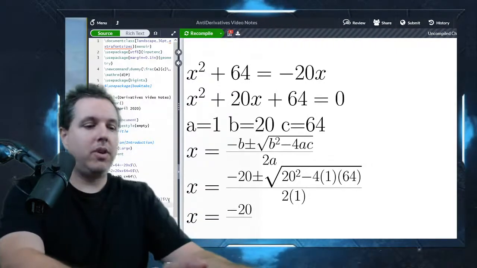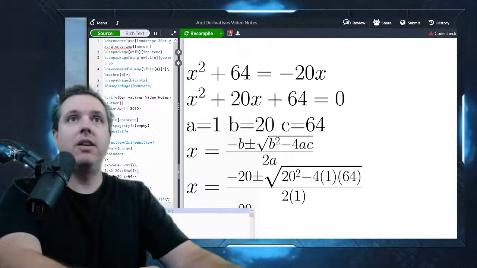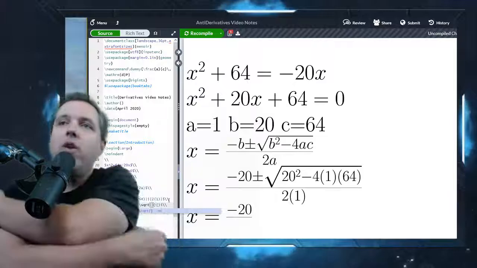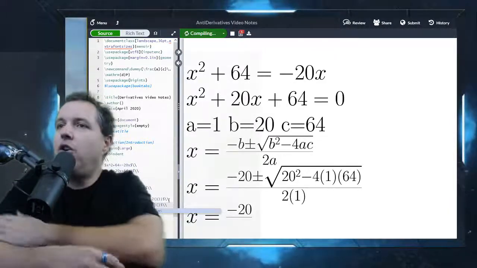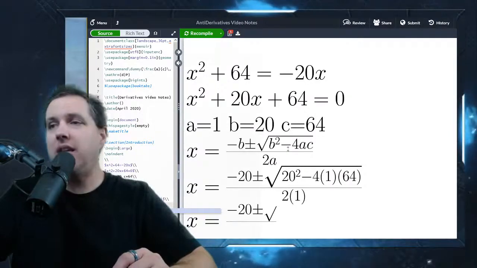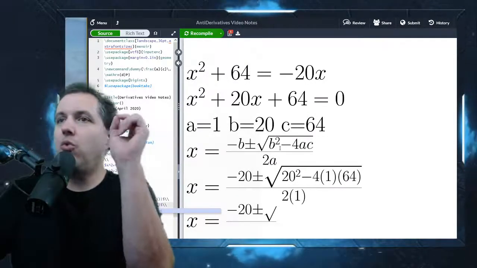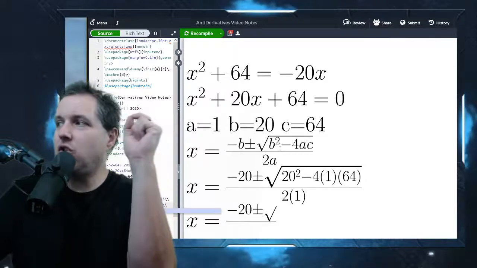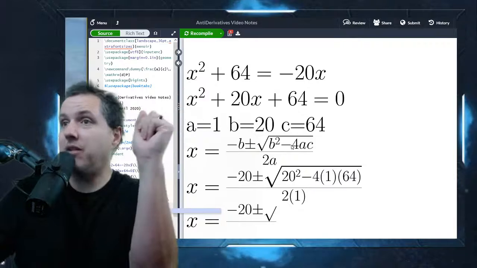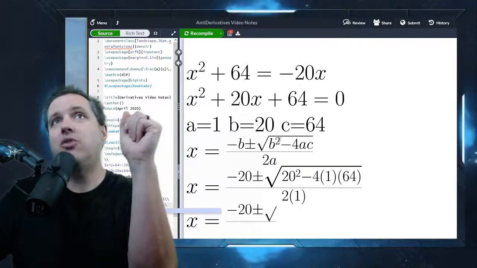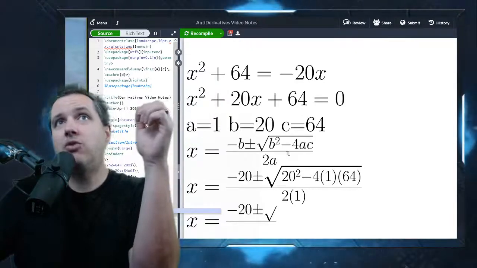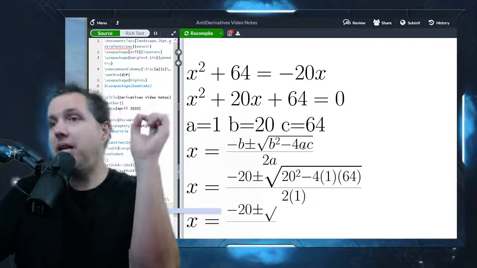Okay, so now we have to deal with the square root part. The thing inside the square root, you have a couple homework problems on this, is called the discriminant. The b squared minus 4ac part is called the discriminant because it's going to determine what types of solutions we get. If the thing inside the square root is negative, we're going to get some complex numbers, right? If the thing inside the square root is positive, we're going to get real number solutions. If the thing inside the square root is 0, then we get a repeated solution.